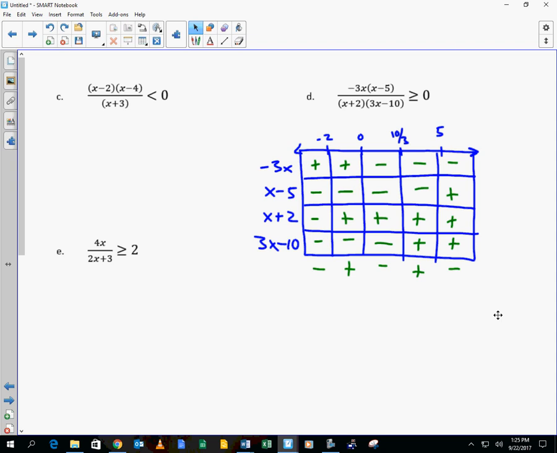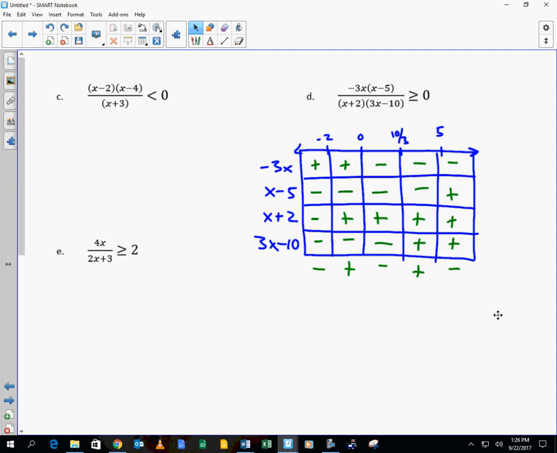So what's the number between 0 and 2? -2 you plugged in? -1, you should get 2 negatives. What's the number between 0 and 10 thirds? 1, you should get 3 negatives. Between 10 thirds and 5. 4. First time I did it, I plugged in 3. I realized I made a mistake. 3 is not smaller than 10 thirds. 10 thirds is 3.3 repeating. So you should plug in 4. You should get 2 negatives. And then when you plug in 6, you just get the 1 negative.